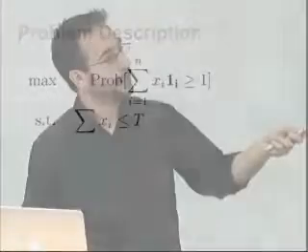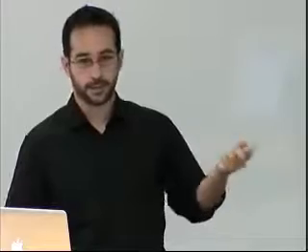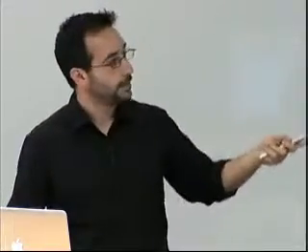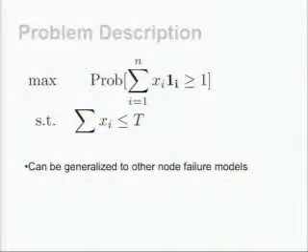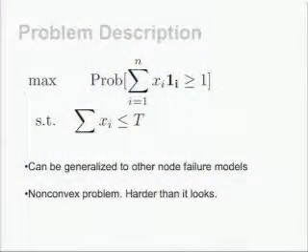What's the problem? Maximize the probability that the sum of the xi's that survive, so these are indicators, is greater than 1. So if it's greater than 1, my code suffices to recover the data. If it's smaller than 1, even if it's 0.99, I get nothing, right? Because from a code, unless you do something clever, you get nothing. Subject to the total storage being less than your budget T. And of course, you can generalize to different failure models. And this is non-convex and harder than it looks. So this is what I want to tell you: even this very basic allocation problem, we don't know how to solve.